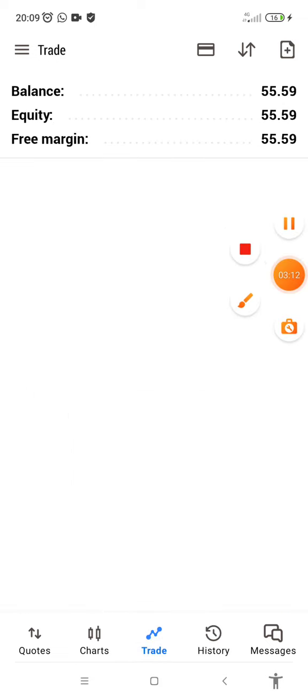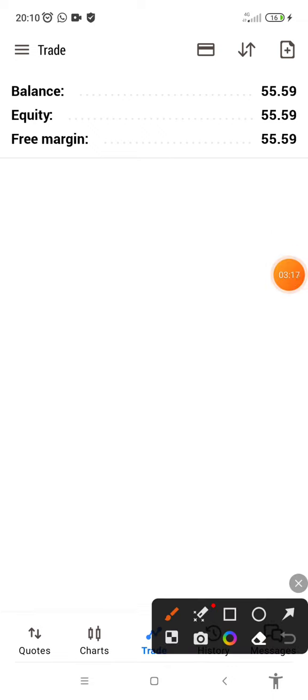So this is the account area. As you can see, we don't have any running trade. All trades are closed. So our balance now is 55.59. The equity is the same, and then the free margin is also the same. So our account is back to $50.